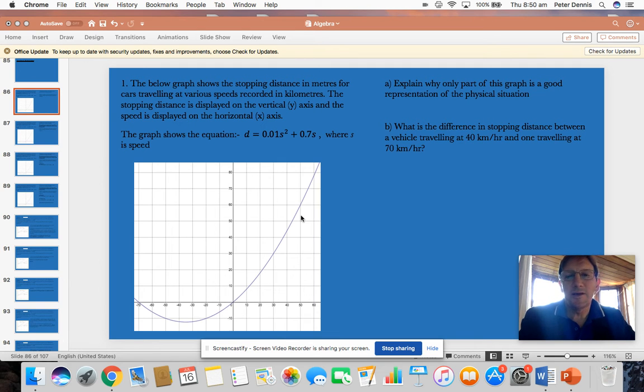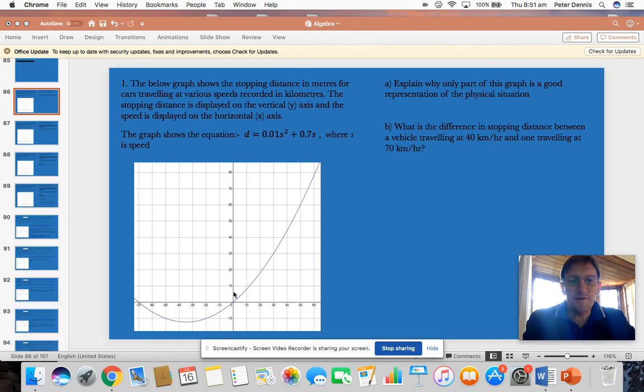Okay, so non-linear graphs. This is a non-linear graph because it's not a straight line. The graph below shows the stopping distance, and it can be D equals this formula here. As soon as this S is squared, that's what makes this not a straight line. So you've got an S squared here, so it's not a straight line. This is the speed.